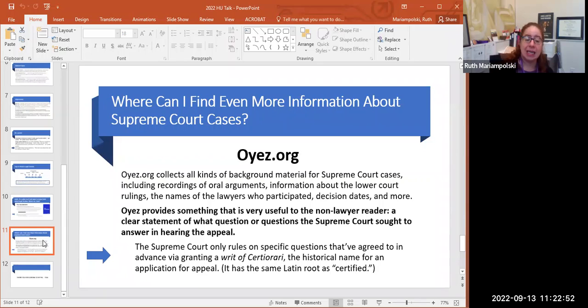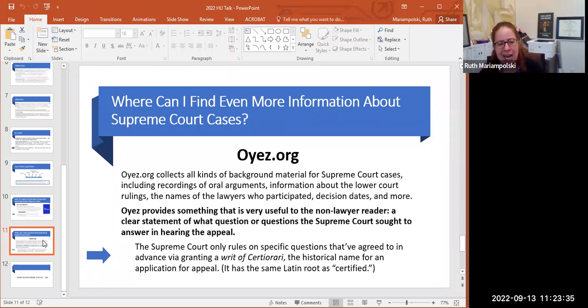But Oyez.org collects all kinds of background material for Supreme Court cases. You can listen to the recordings of the oral arguments, and find information about the lower court rulings, the names of the lawyers who participated, decision dates, and so much more. And it's presented in a much easier to navigate format than on supremecourt.gov, which sometimes assumes that you are in the legal profession, whereas Oyez.org is really for the non-lawyer reader and organizes things in a very easy to understand way. So if you ever wanted to take a deep dive into something you read about on the news, Oyez is probably your number one stop.